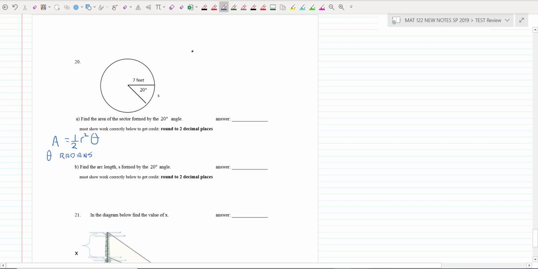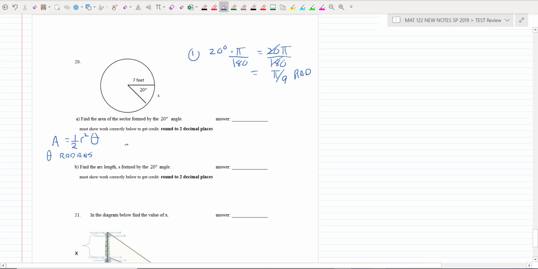So the first thing you'd want to do on this problem is change the 20 degrees to radians by multiplying by pi over 180. So you'd have 20 pi over 180, and that would reduce down to pi over 9, I guess, right? So the idea on that would be you have pi over 9 radians, and you can use a decimal on this if you want to.